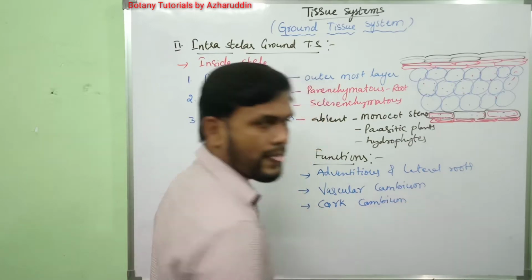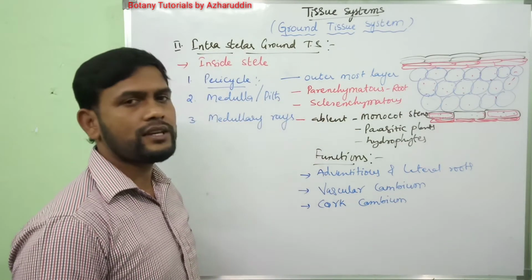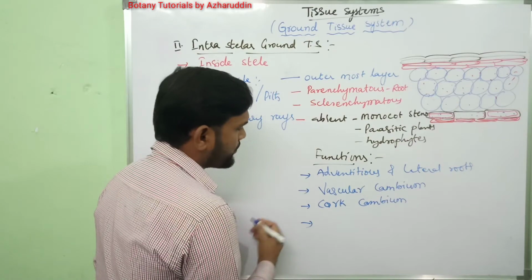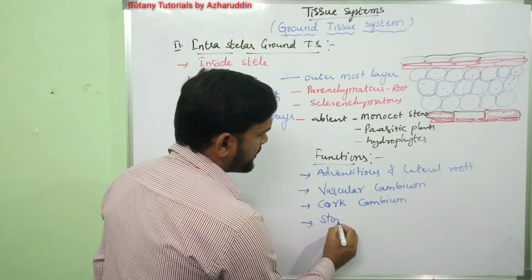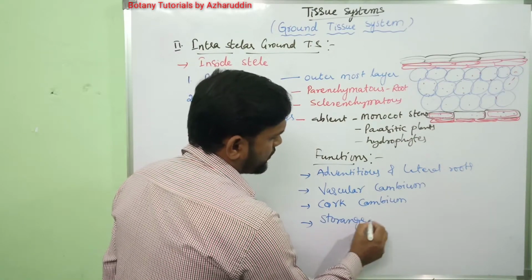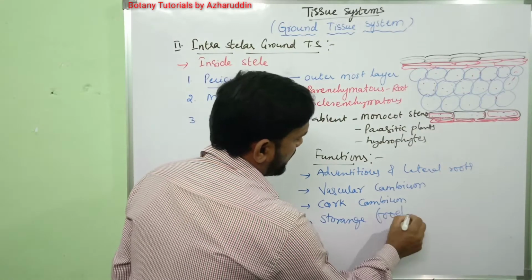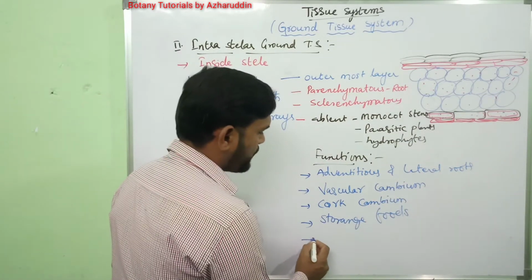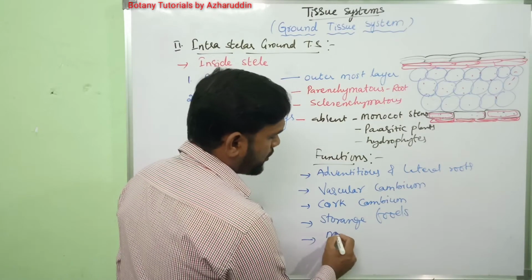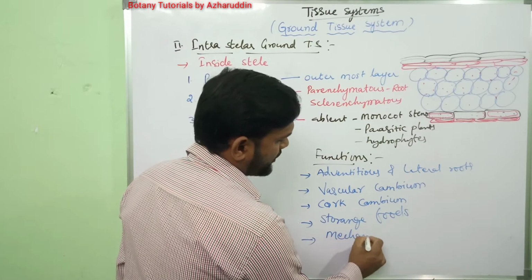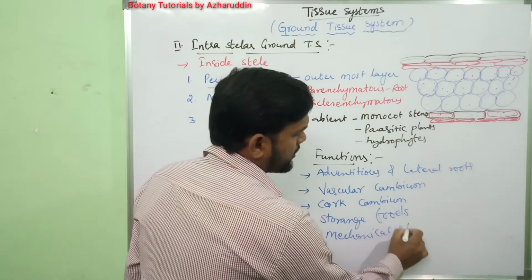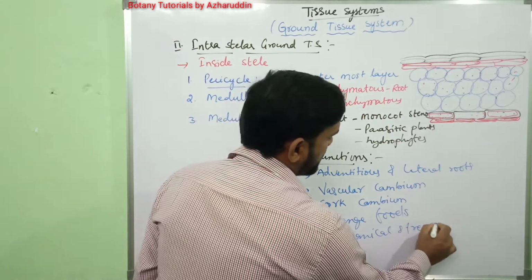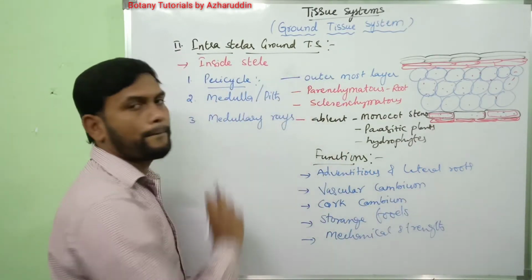You understand? And this pericycle is also useful in storage of food material in some plants. It is also helpful in giving mechanical strength. These are the functions of pericycle.